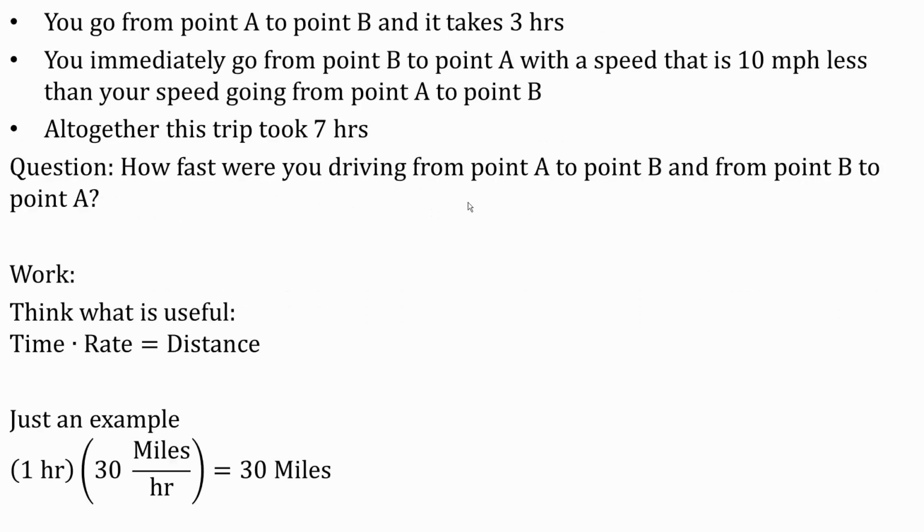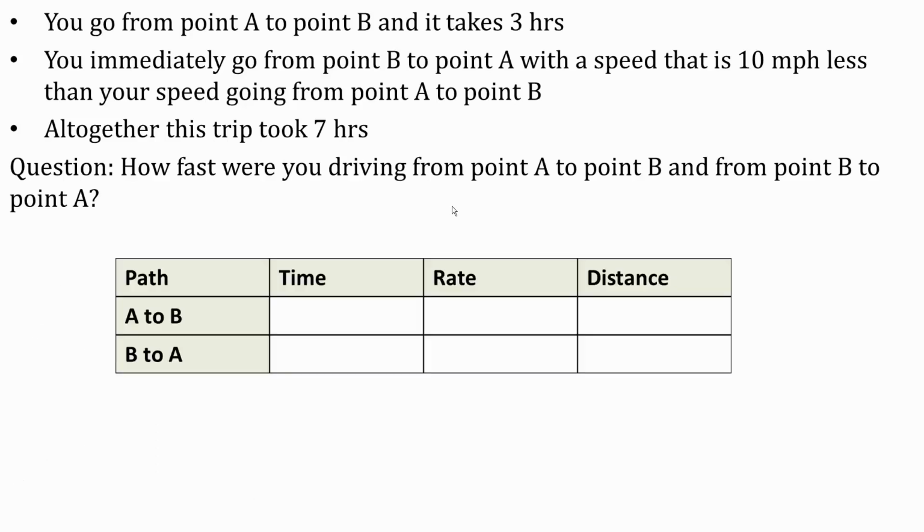So first thing, we need to think what would be useful to solve this problem. And that's going to be distance is equal to time times rate. As an example, if your time is only 1 hour and your speed is like 30 miles per hour, that distance would be 30 miles. And so I'm going to draw this little table right here. One will be the path, so A to B and B to A. One will be the time, one will be rate, and one will be distance.